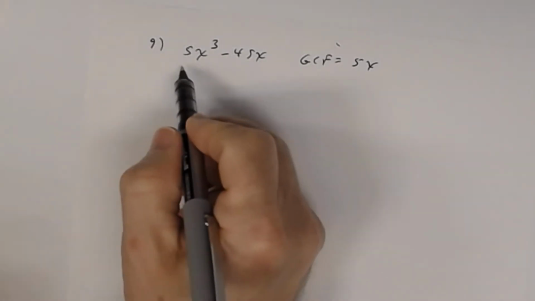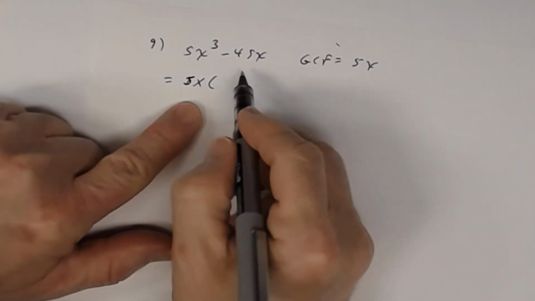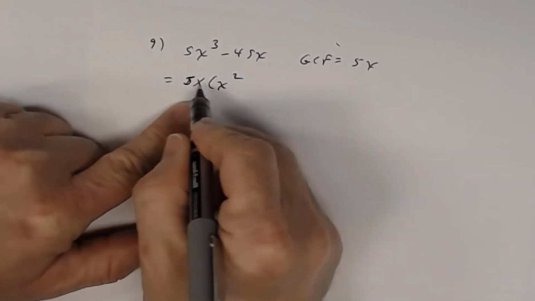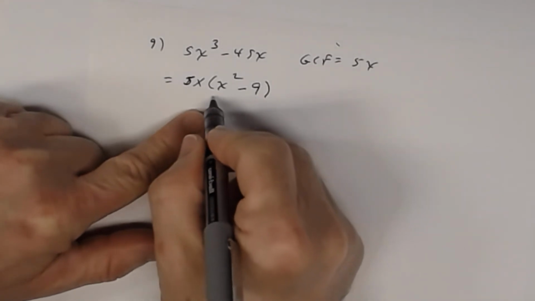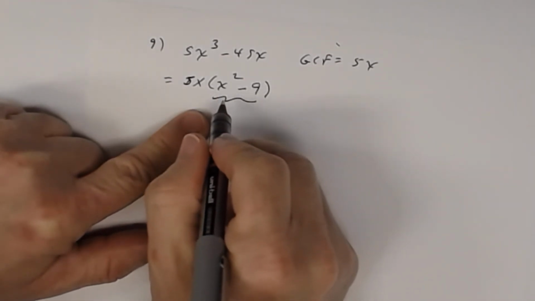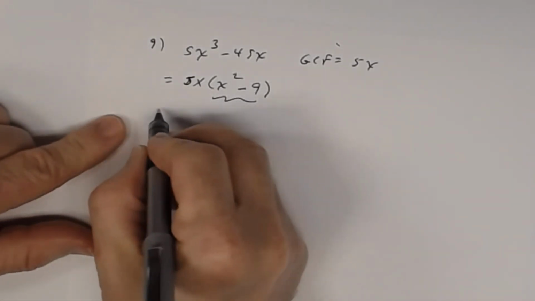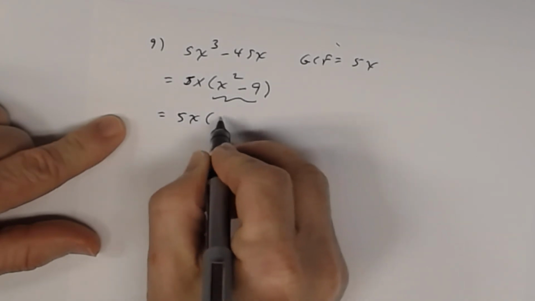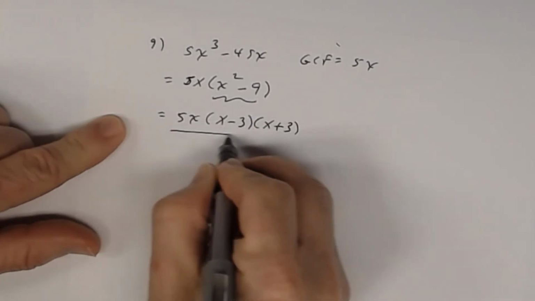And so therefore I can factor out a 5x, and when I do that, I'm going to get 5x times x squared, because 5x times x squared is 5x cubed, minus 9. And I know that x squared minus 9, remember, always go further, don't stop there, because you have to factor completely. I know that x squared minus 9 is the difference of two squares, and I can factor that as x minus 3 times x plus 3.